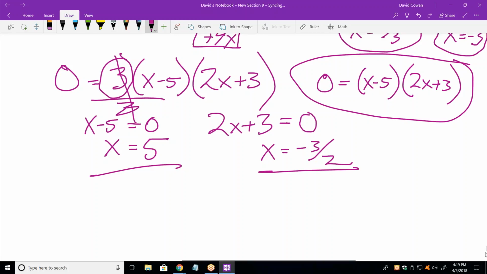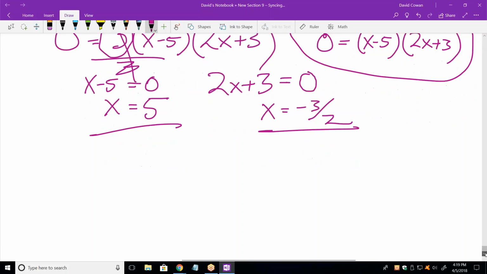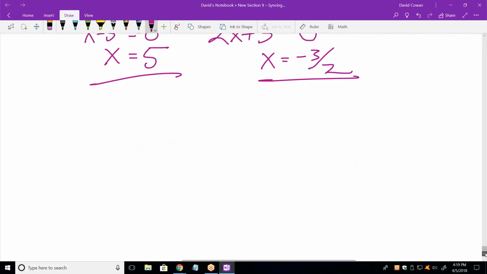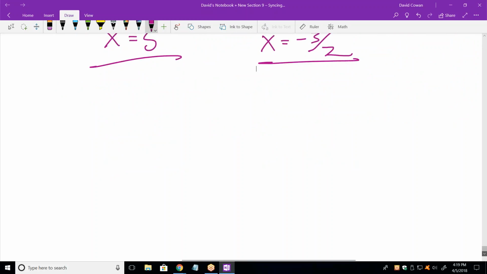All right. What else? The next one is C: x squared plus 6x equals 0. When you said C, you meant problem C? Problem C, yes. Okay.